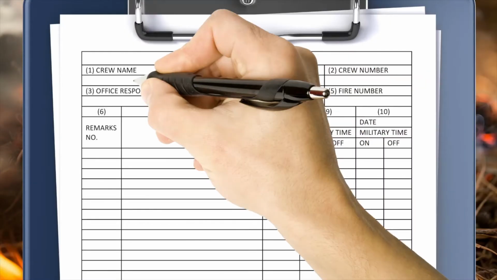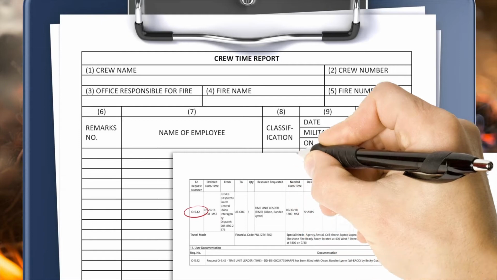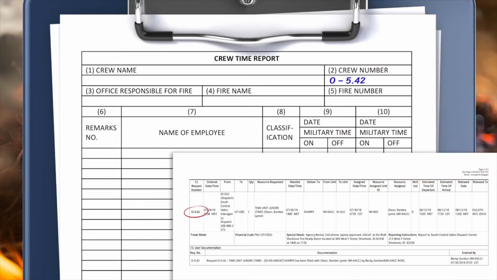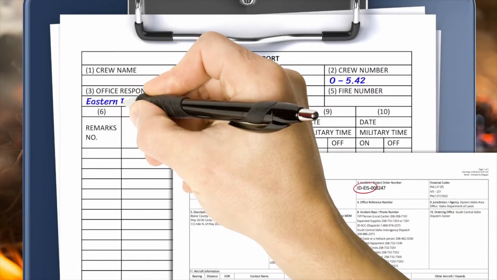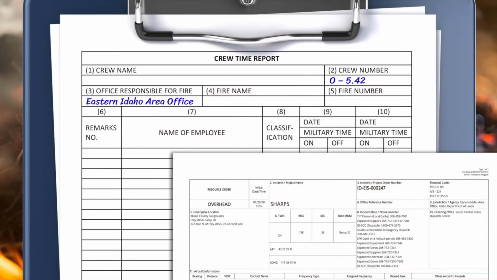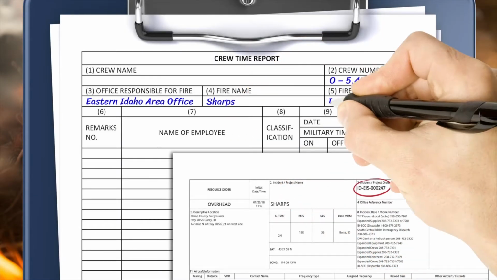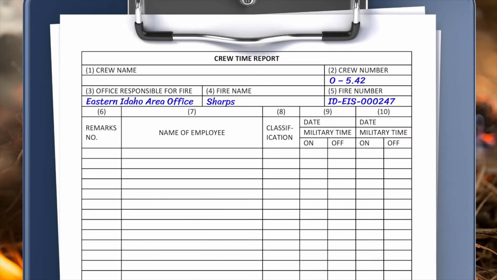Block 1 is the name of the resource. This can be left blank for a single resource. Block 2 is the crew number. This is the resource order number located in Block 12 on the resource order received when you are assigned to the incident. The resource order also contains the information for Block 3, the office responsible for the fire. Block 4, the fire name. And Block 5, the fire number. The information on the resource order needs to be accurately transferred to the CTR.